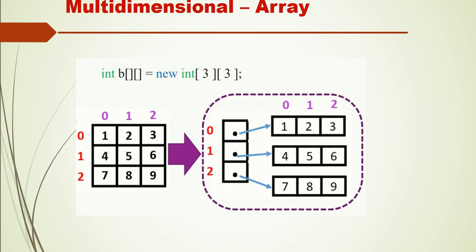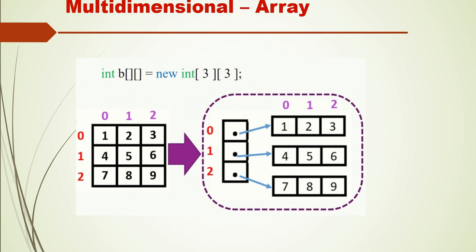Integer b, square brackets, then another square bracket. The first square bracket will represent the row, and the second square bracket represents the columns. Equal to new int, number of rows 3 and the number of columns 3. So it looks like that. It's a tabular form, and remember the index value of an array starts from 0.